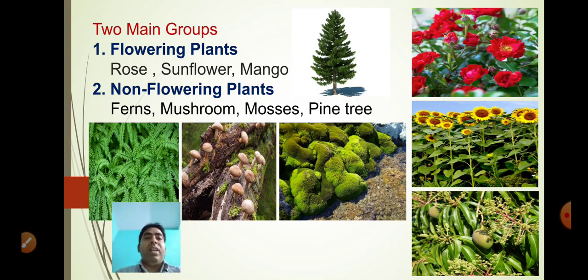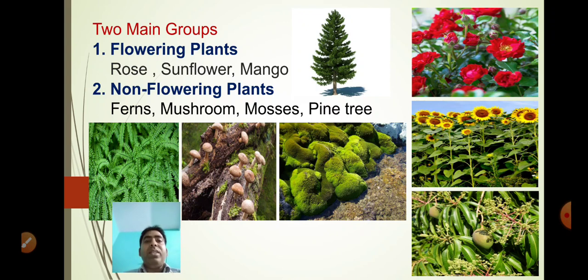First we are going to discuss the flowering plants. What are flowering plants? Flowering plants produce flowers as their reproductive structure, because flowers and their parts are the reproductive structure of the plant. And there are about 250,000 known species of flowering plants. And what are the examples?